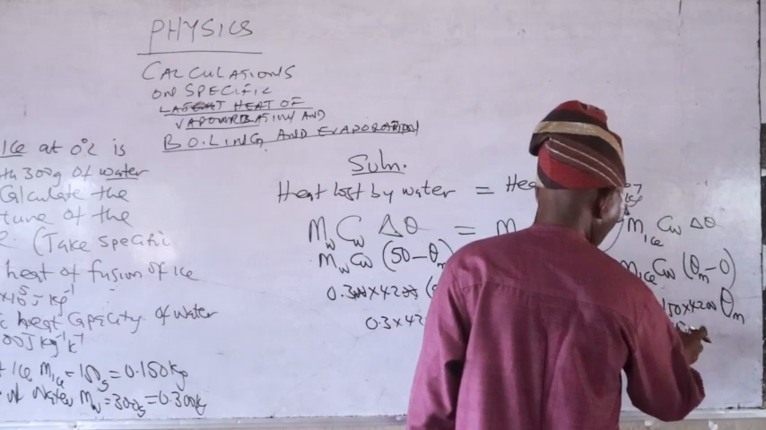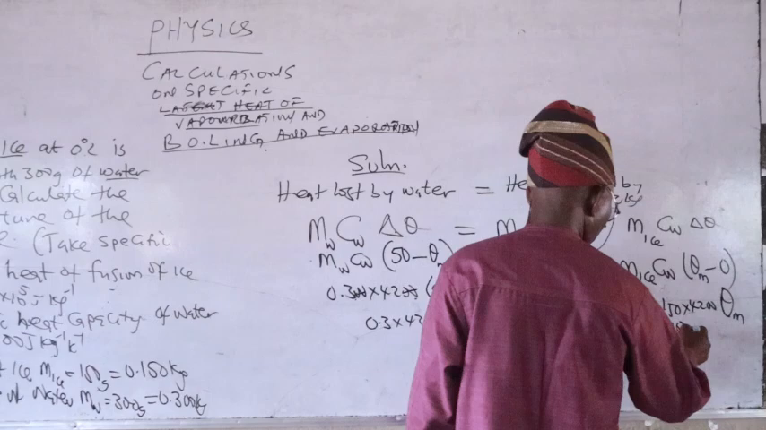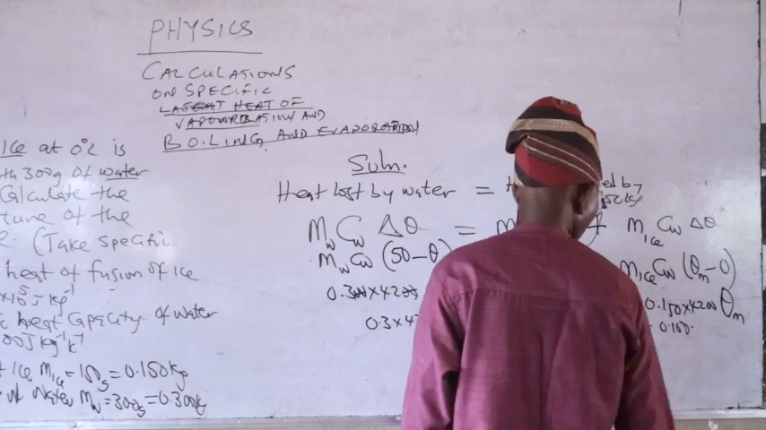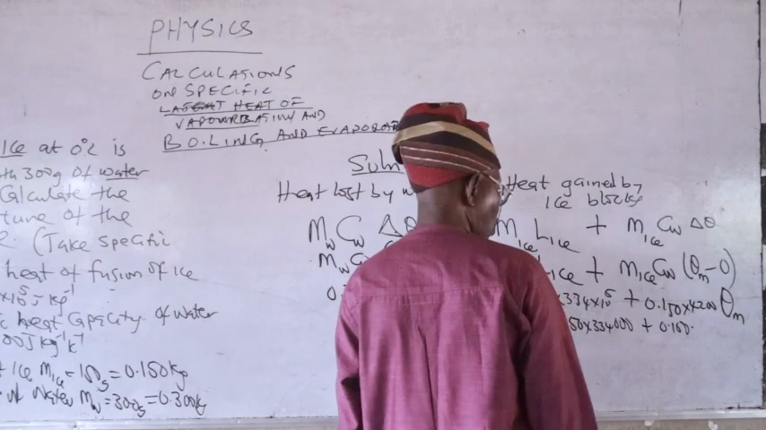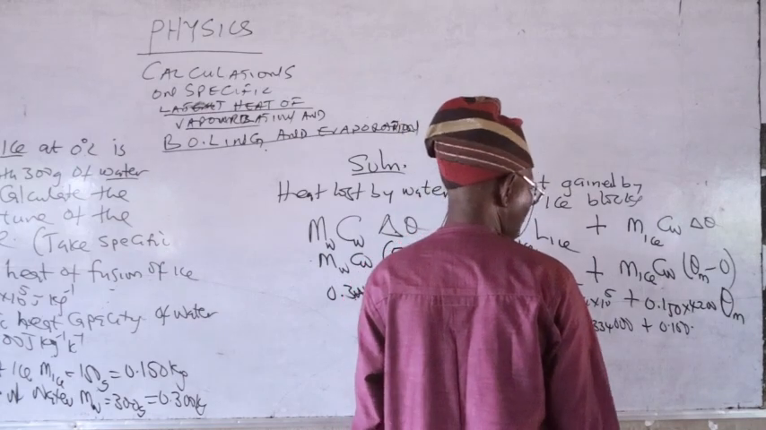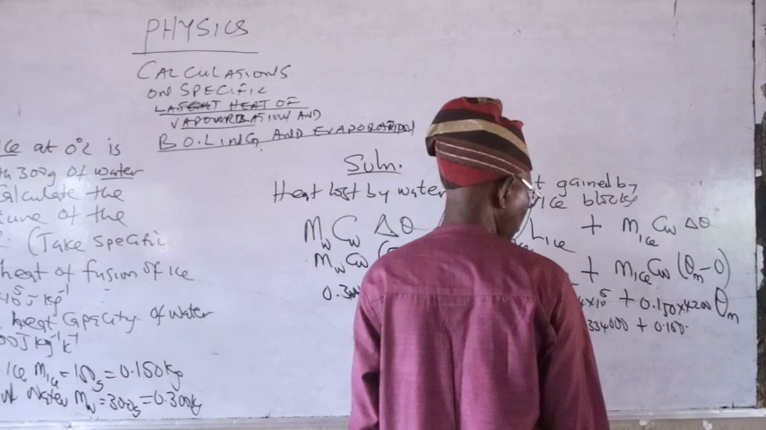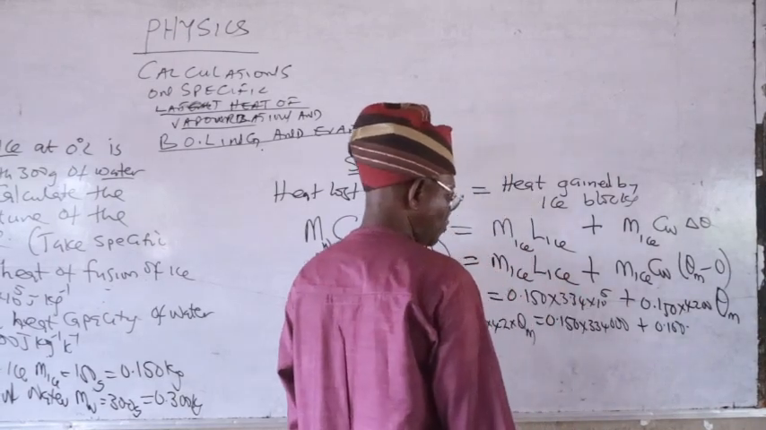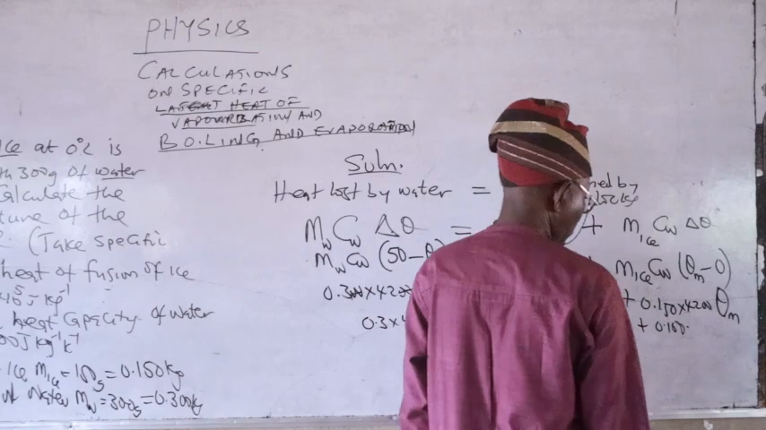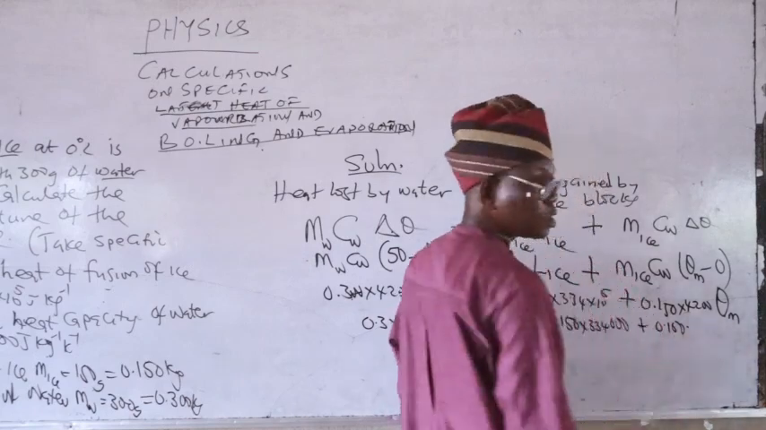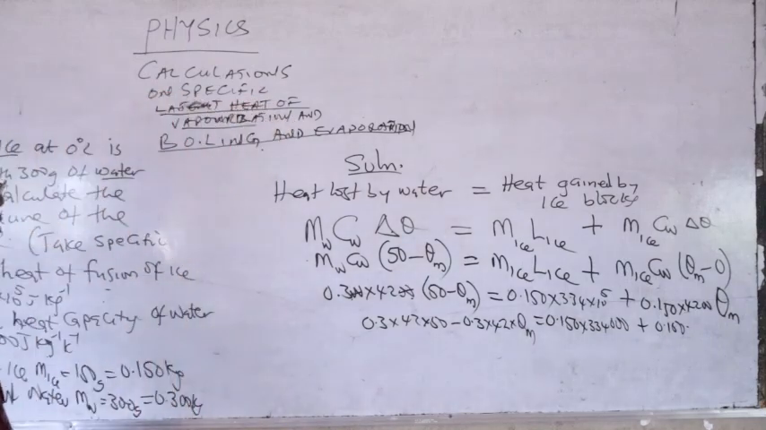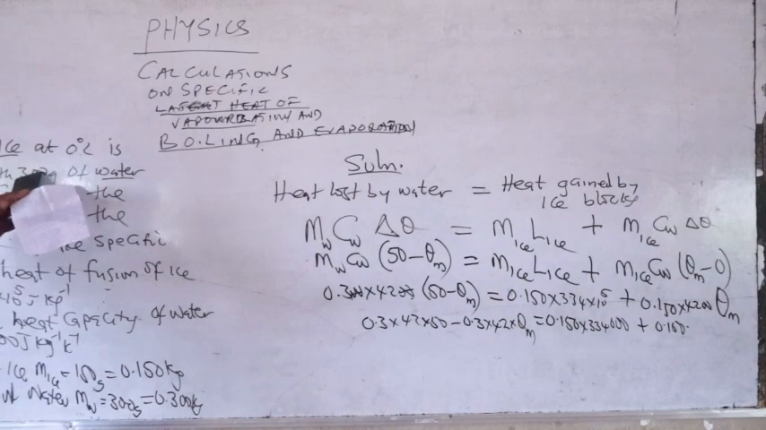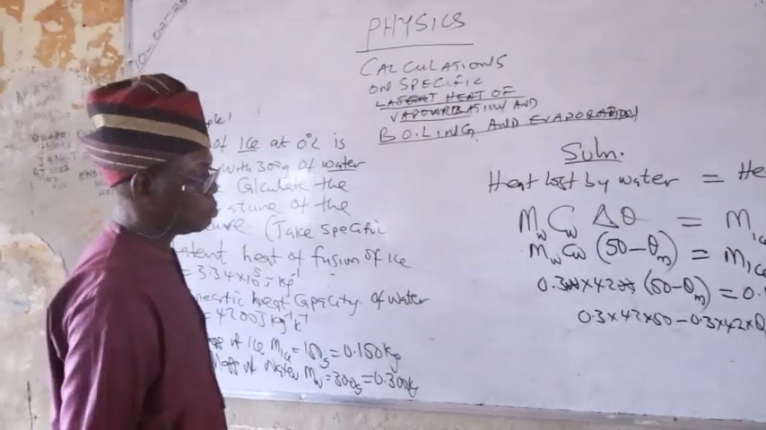You can turn this one the same way you did the other one. This can be 150 all over 1000 times that. And if you cancel 2 zeros, what do you have left? Yes, what is it? Yes? The mass of water. Yes, it's supposed to be 0.003. Mass of water is 300 divided by 1000.